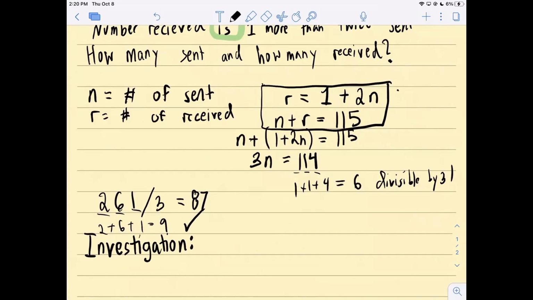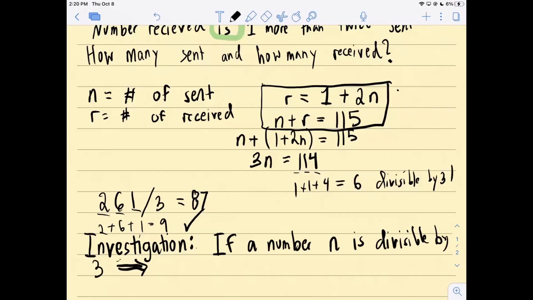So, investigation: why is the following true? If a number n is divisible by 3, then, and also the other way, a number is divisible by 3 if and only if the sum of the digits is divisible by 3.